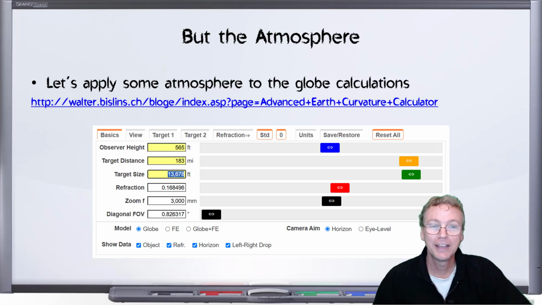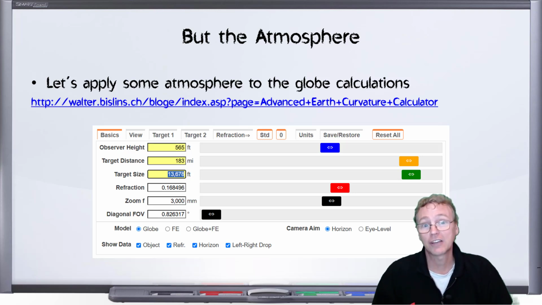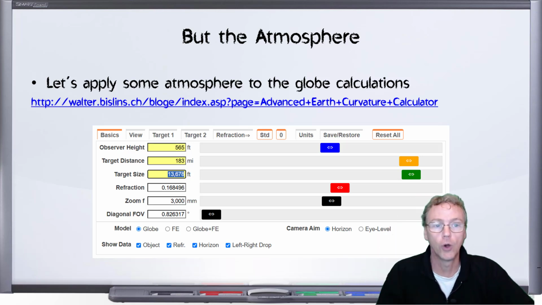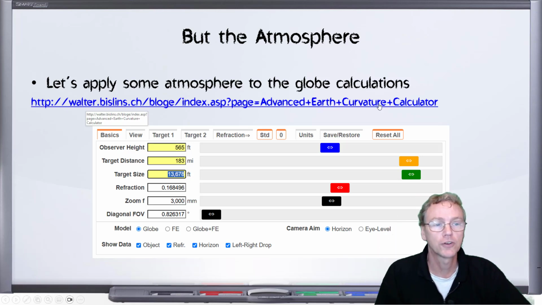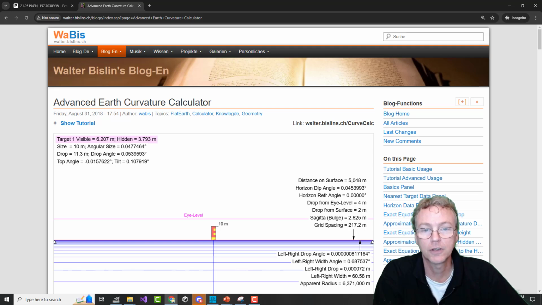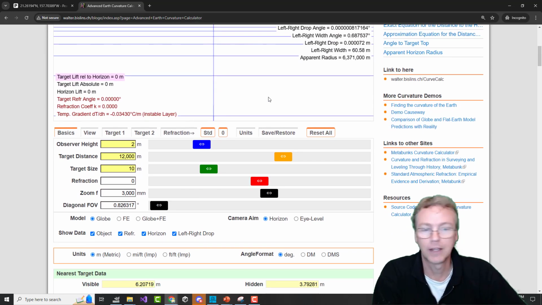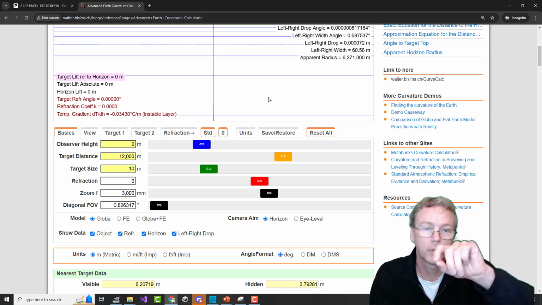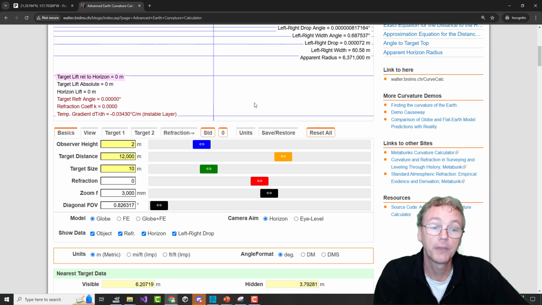How are we going to apply atmosphere? Well, it turns out that's actually studied and known. Here's a link for Walter Bisland's Earth Curve Calculator, the Advanced Earth Curve Calculator. And you'll see in here, there's a refraction option built in. Let's go and check it out. This is the website for Walter Bisland's Advanced Earth Curve Calculator. Lots and lots of options on here. Yes, it is more complicated than the little box where we just put in two fields. But this one's going to allow us to explore this difference. Okay.